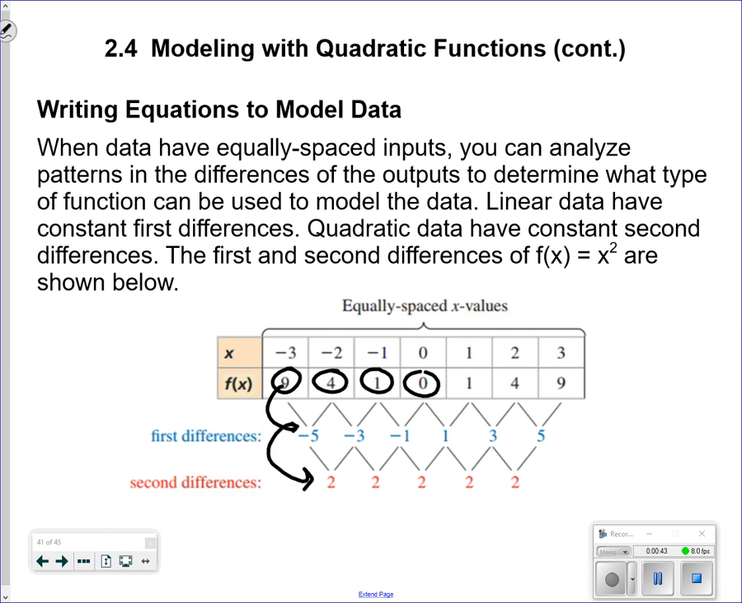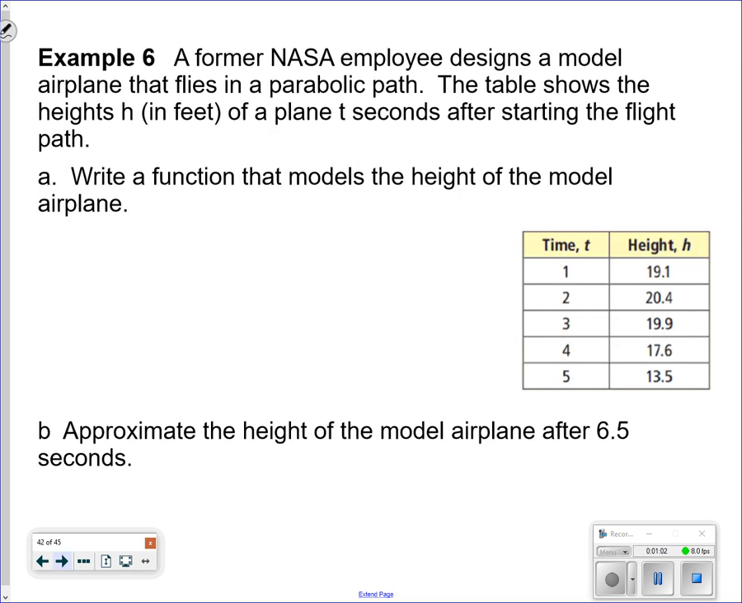So if you are determining whether something is linear or quadratic, you take the y values and subtract them. If it has a common first difference, it's linear. If it has a common second difference, it's quadratic. So again, we're not going to do much of this. In fact, a lot of times when you get data, it's not going to be perfect, and so this makes the question very challenging.